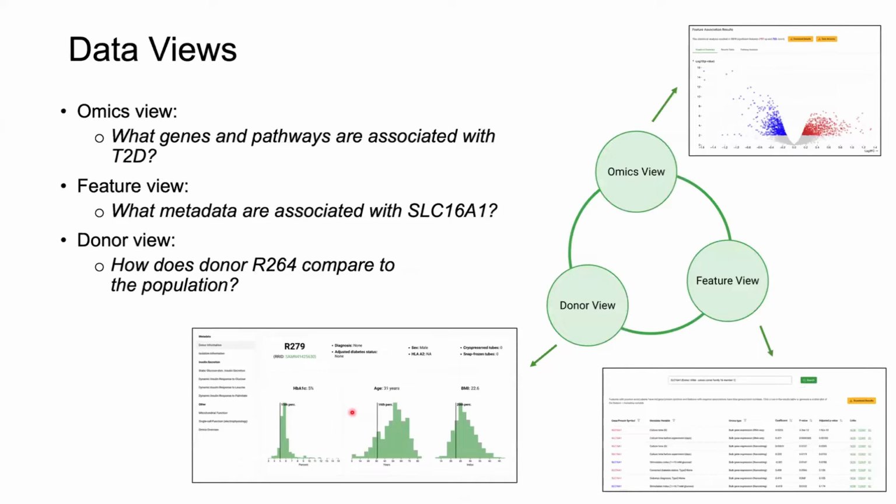And if you look at the tool, there are several ways to go through it. I'm going to show you this live shortly, but there are essentially three different sections to the tool: an omics view that lets us look at pathways, a feature view that lets you search for specific features like a specific gene and see what it's correlated with in our database, and a donor view, which lets you look at data for each individual organ donor that we've processed.